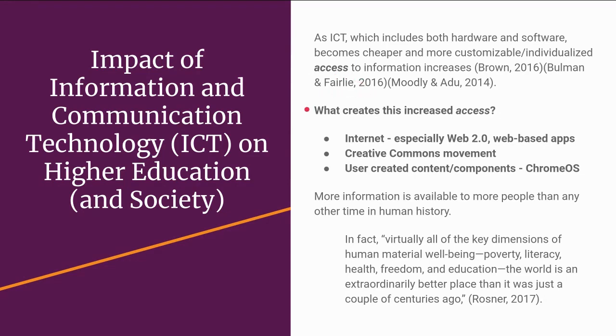What creates this increased access? Well, the internet, especially Web 2.0 and web-based apps, movements like the Creative Commons movement, and user-created content/components, such as Chrome operating system, which is fully customizable. More information is available to more people than any other time in human history. And in fact, virtually all of the key dimensions of human material well-being, poverty, literacy, health, freedom, and education, the world is an extraordinarily better place than it was just a couple centuries ago.